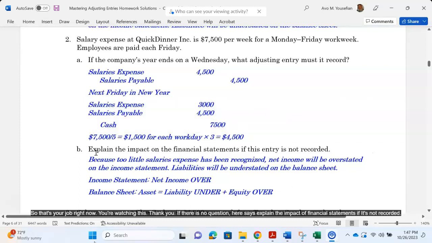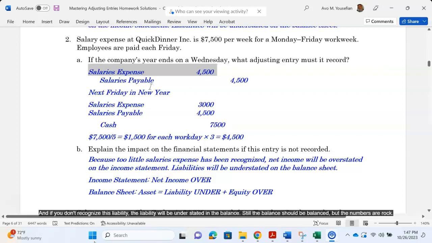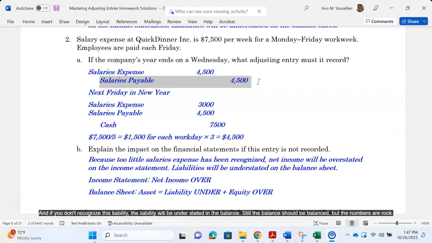If there is no question, here it says explain the impact on financial statements if it's not recorded. Again, expense will be understated if you don't record this. That means income will be overstated. And if net income is overstated, that means retained earning will be overstated in the balance sheet. And if you don't recognize this liability, the liability will be understated in the balance sheet. Still, the balance sheet will be balanced, but the numbers are wrong. Questions?